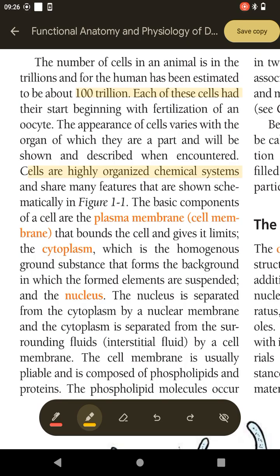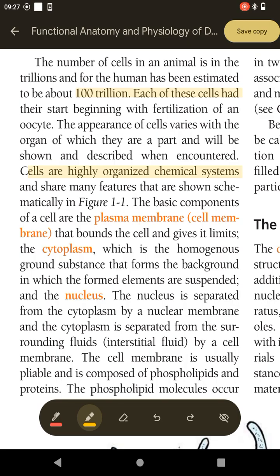Now, the structure of the cell. The basic components of a cell are the plasma membrane or cell membrane that bounds the cell and gives it limits, also known as cell membrane, and the next is cytoplasm, and the next is nucleus. As we know, the three basic components of a cell are plasma membrane, cytoplasm, and nucleus.